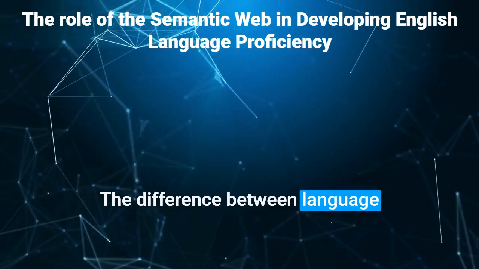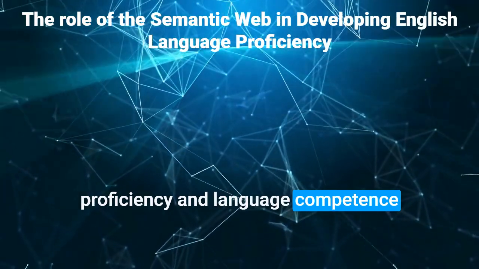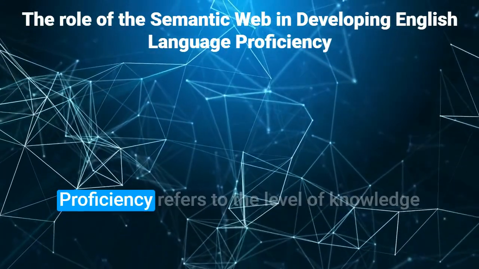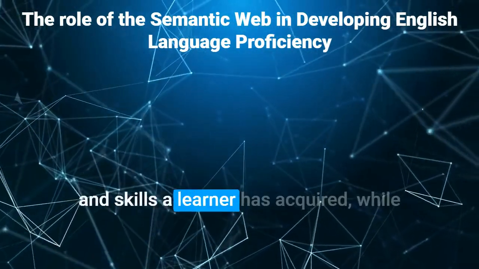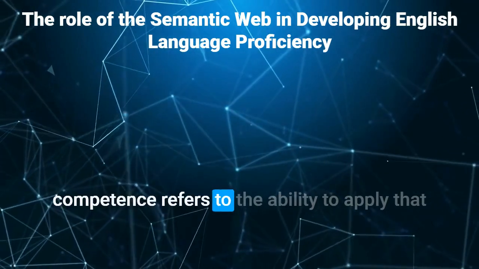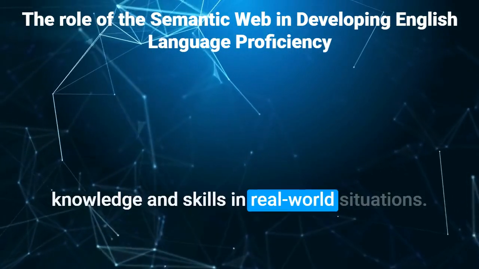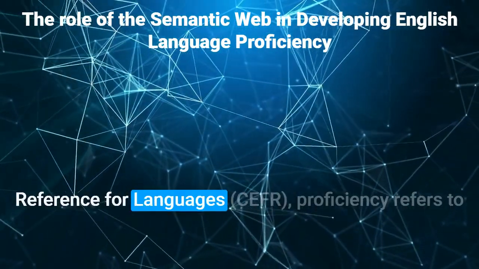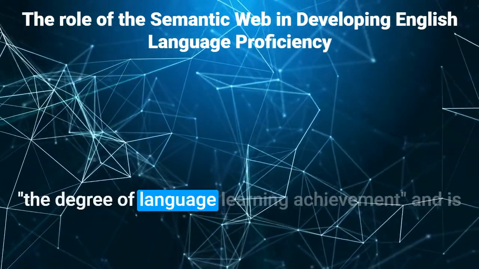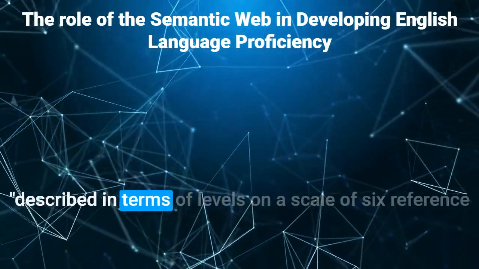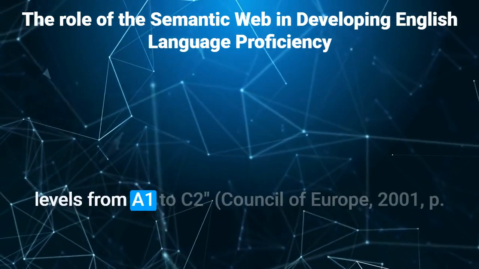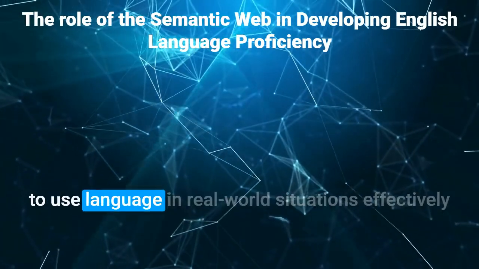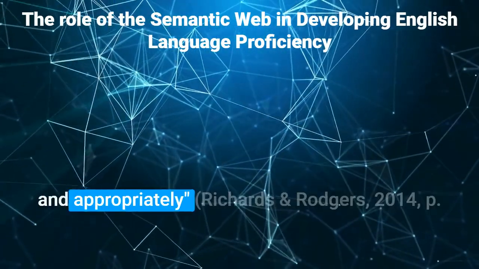The difference between language proficiency and language competence. Proficiency and competence are two different but related concepts in education. Proficiency refers to the level of knowledge and skills a learner has acquired, while competence refers to the ability to apply that knowledge and skills in real-world situations. According to the Common European Framework of Reference for Languages, proficiency refers to the degree of language learning achievement and is described in terms of levels on a scale of 6 reference levels from A1 to C2. Competence, on the other hand, is defined as the ability to use language in real-world situations effectively and appropriately.